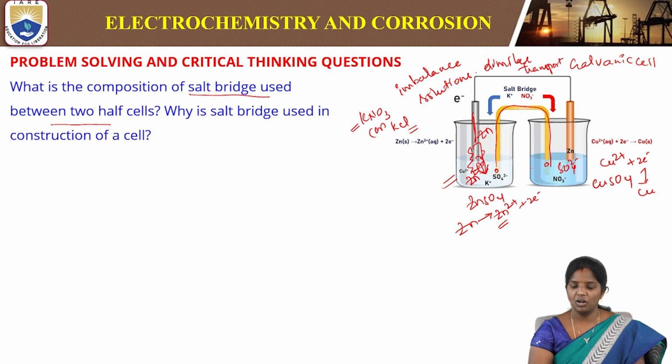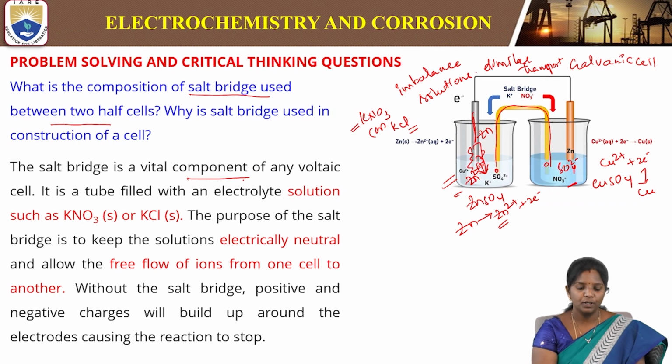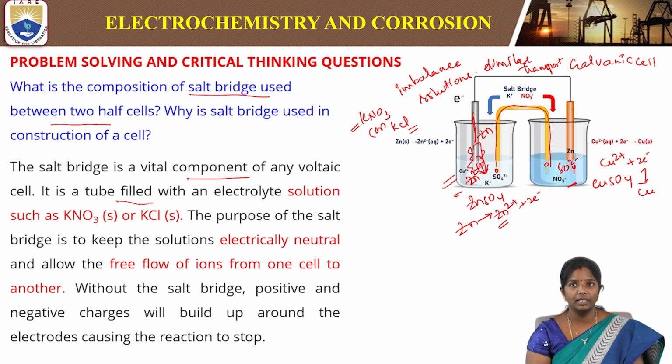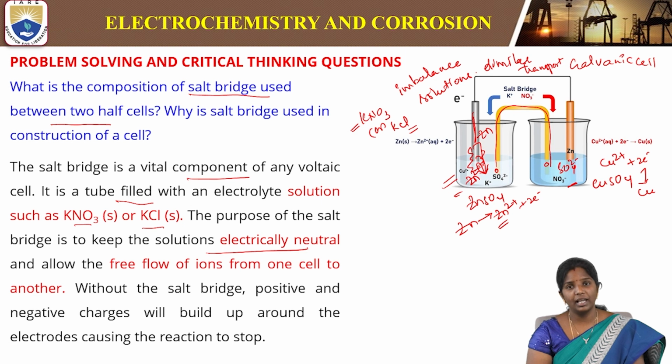salt bridge. So this salt bridge will neutralize the solution: the excess positive ions are compensated by the negative ions, and the excess negative ions, the anions, are compensated by the cations. So this is how the salt bridge is used in balancing the electroneutrality. The salt bridge is a vital component of any voltaic cell. It is a tube filled with an electrolyte solution, KNO3 or KCl, and the purpose of the salt bridge is to keep the solutions electrically neutral and allow the free flow of ions from one cell to another cell.